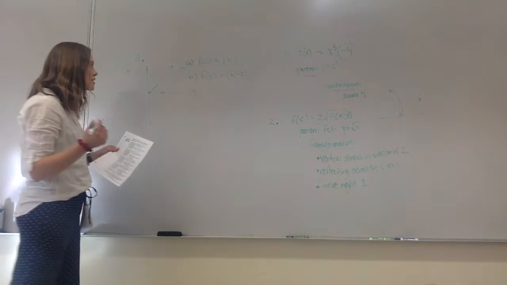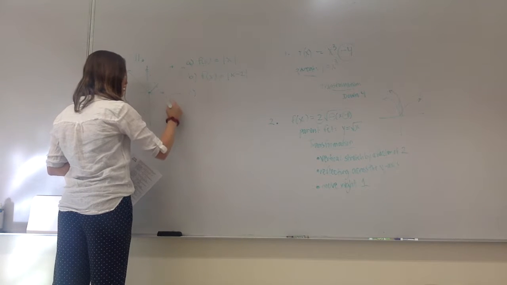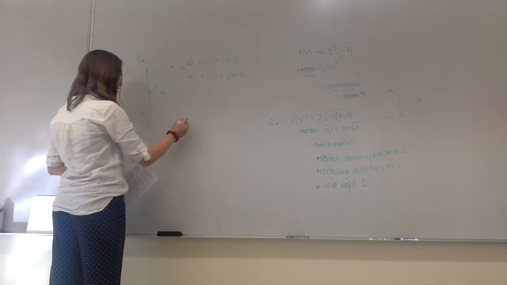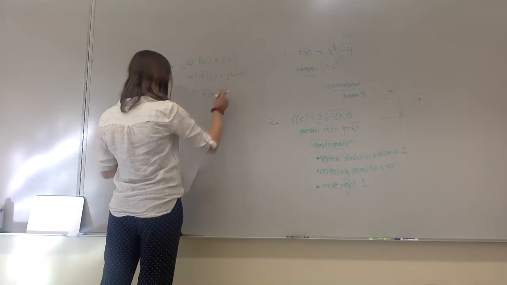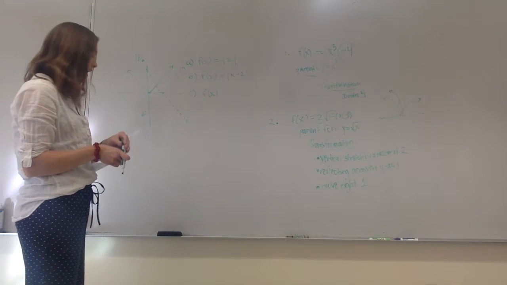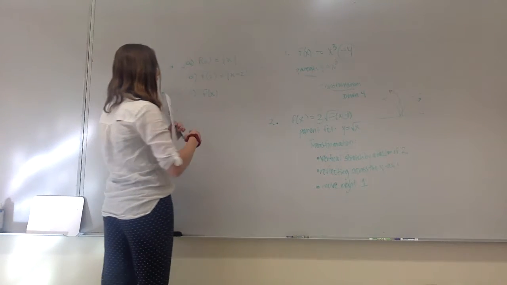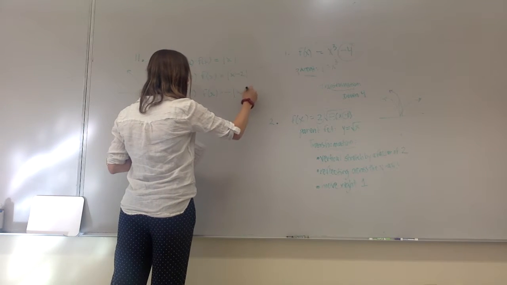In part C, it wants you to reflect in the x-axis and translate 5 units up. So I'm doing 2 things here. I need to reflect across the x-axis like this. So in order to do that, I have to make my y value, or I have to make this whole thing negative. So it would become negative the absolute value of x minus 2.